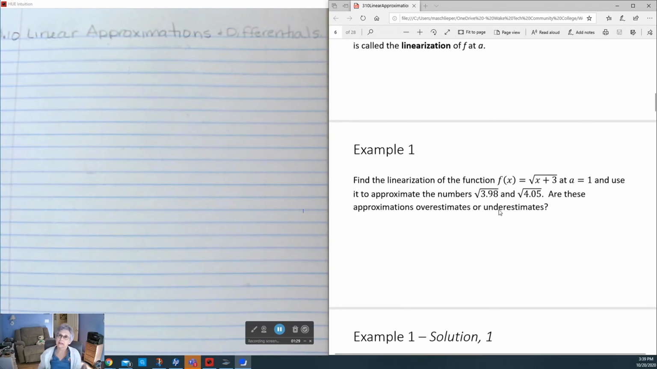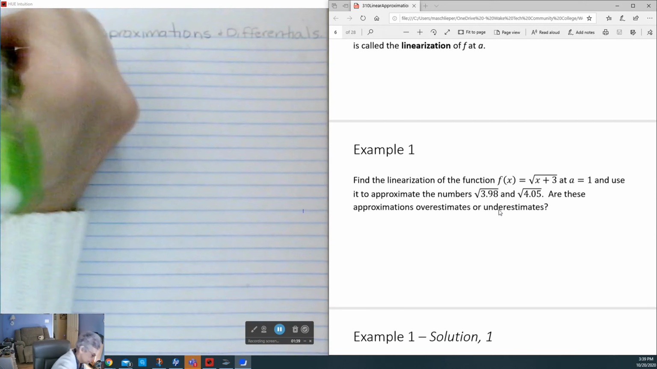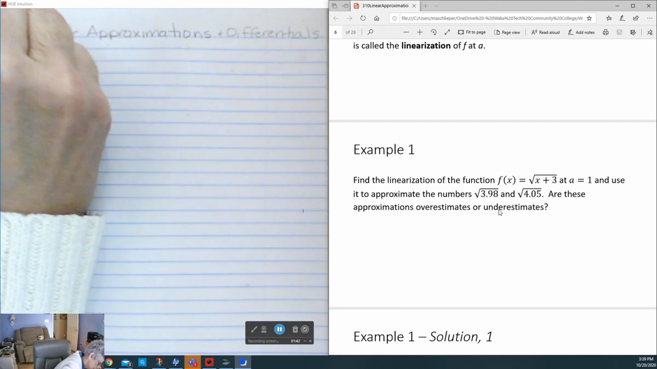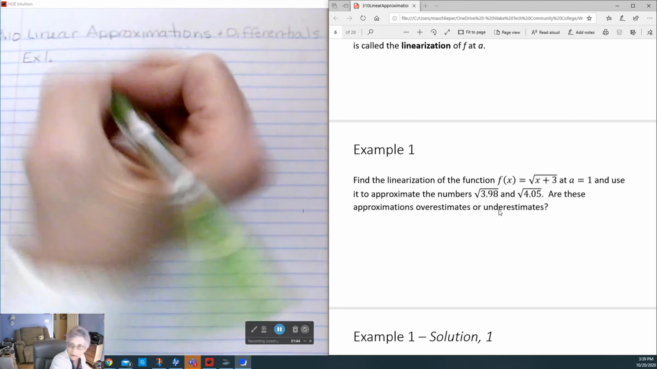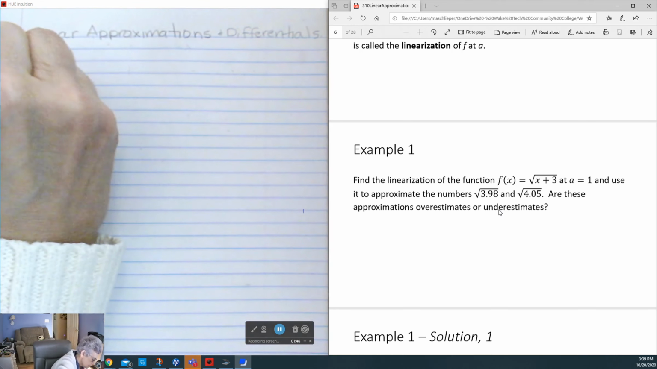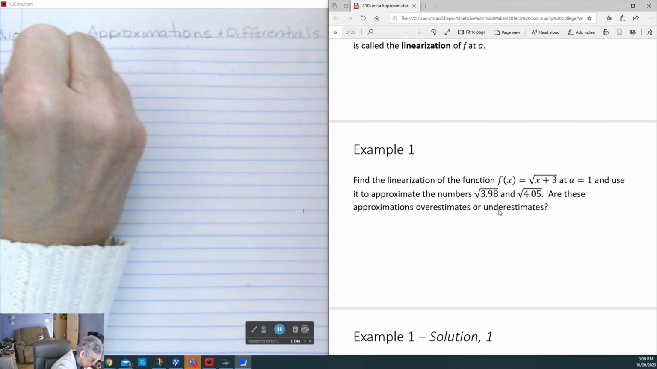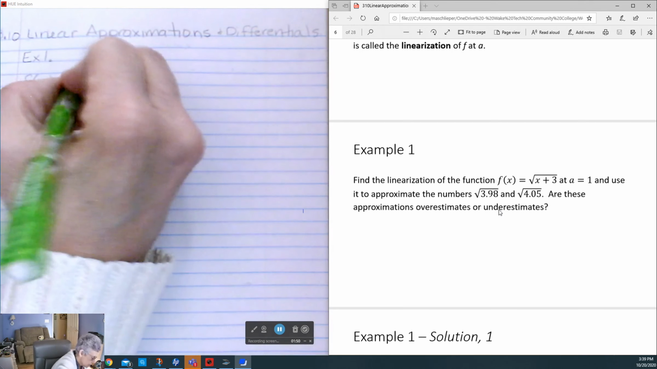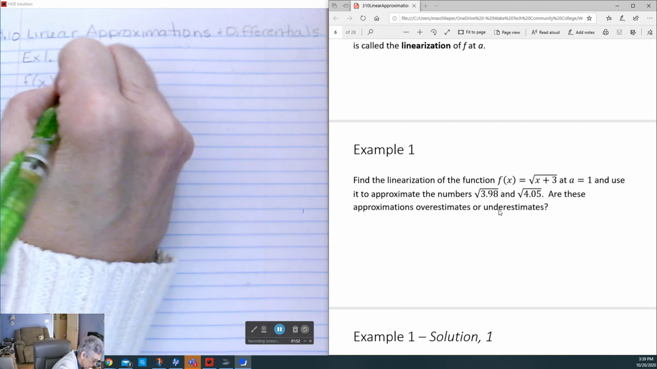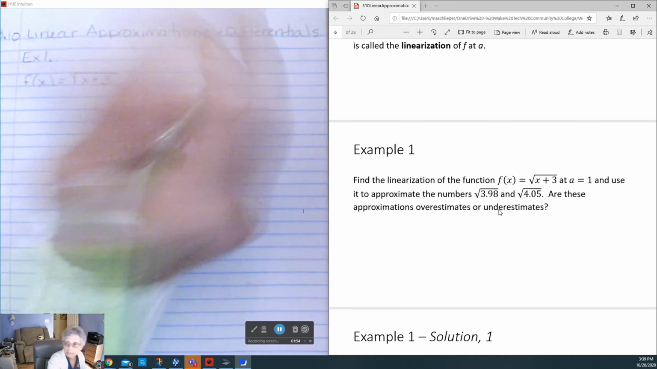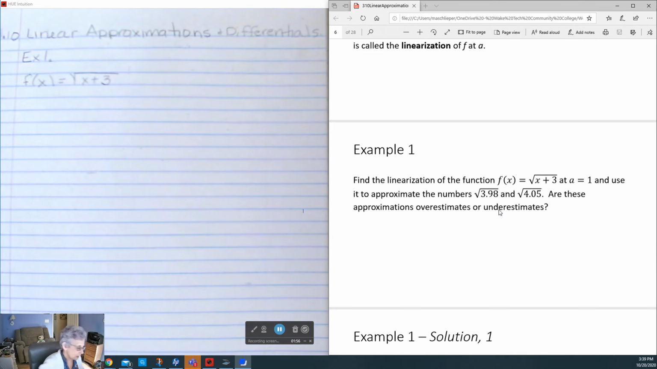Now, let's look at an example and actually use that linear approximation or linearization at, in this case, A equals 1. That f of x is equal to the square root of x plus 3 at A equals 1.